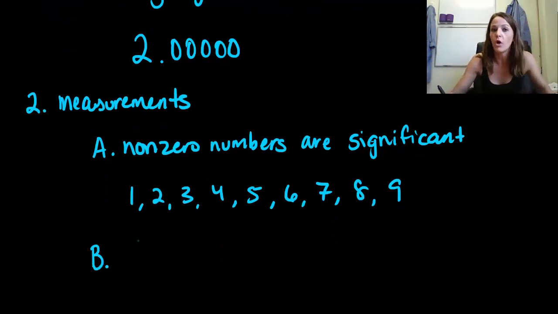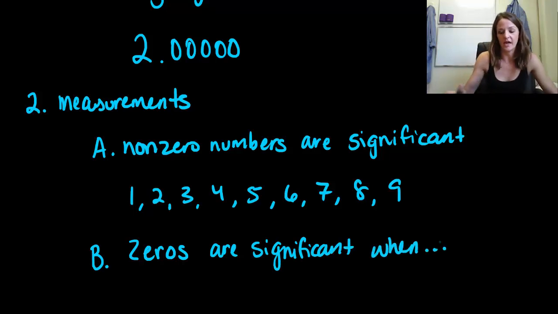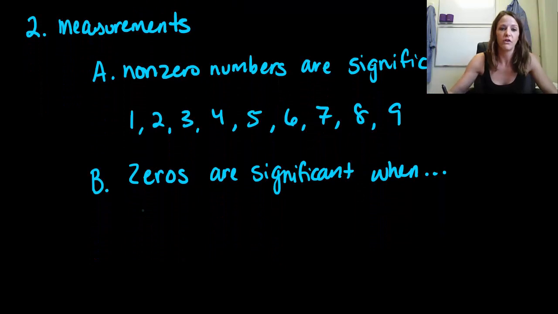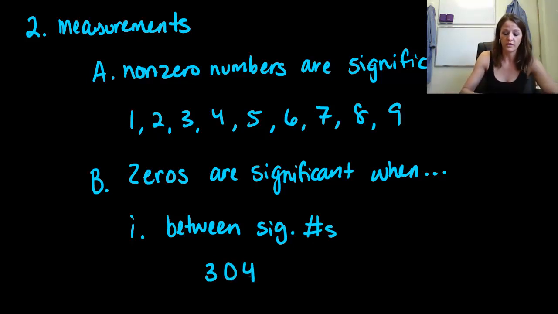But now the one part I left out is zeros. Zeros are awful, there's no other way to put it, but they are important because sometimes they're significant and sometimes they're not. So zeros are significant when... okay, here we go. Lots of different rules here. First one: zeros are significant when you are between other significant numbers. Here's my example. Here's a 3, there's a 0, there's a 4.